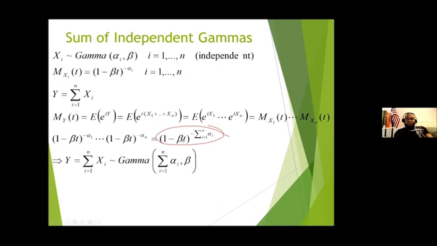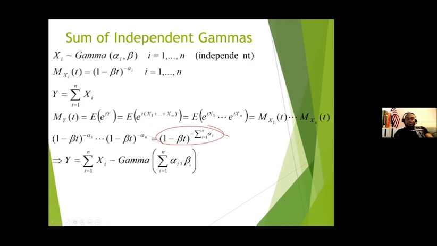In other words, if xi follows gamma with parameters alpha i, comma beta, then I'm going to conclude that y, which is the sum of all the x's that follow gamma, independent, and don't forget, they have to be independent, will now follow gamma with a new parameter. Look at that: the parameter here is different from the parameter here. For a single variable, it has parameter alpha i. But for the sum of all the variables, you're going to have the sum of the alphas, comma beta.